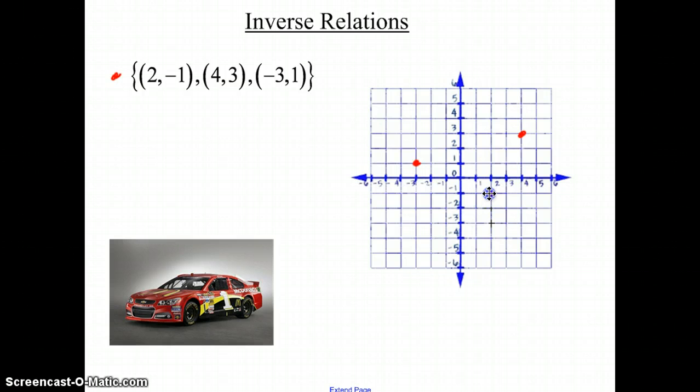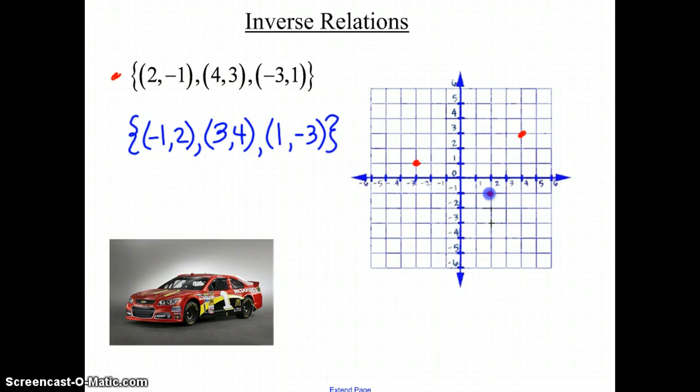To find your inverse, so simple. All we do is take our x and y values and flip them. So instead of (2, negative 1), we've got (negative 1, 2). Instead of (4, 3), we've got (3, 4). And instead of (negative 3, positive 1), we've got (positive 1, negative 3). Take your x and y's and flip them.